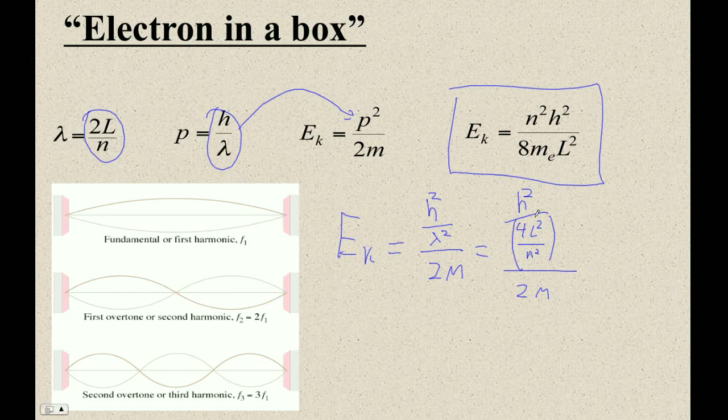And then, of course, to resolve this, we're going to flip this around. Then the n squared is going to go in the top. So Ek is equal to h squared n squared, and then the 4 times 2 is going to go down in the denominator. So you're going to get 8 m L squared, like that, where L is the length of the box. This is L.